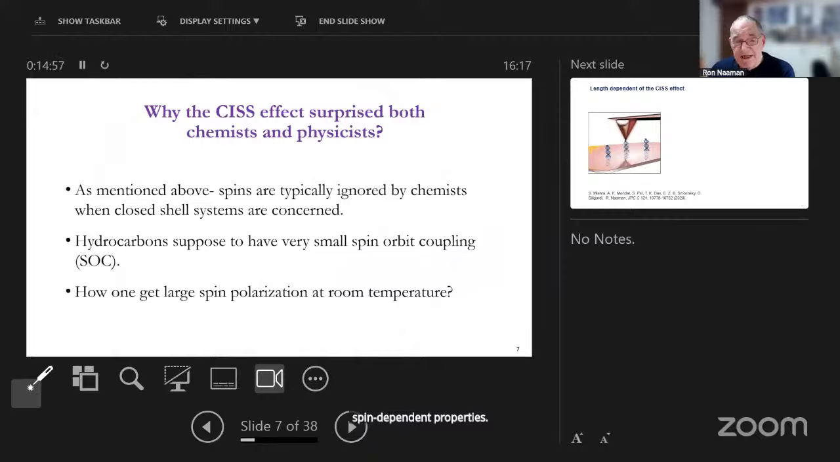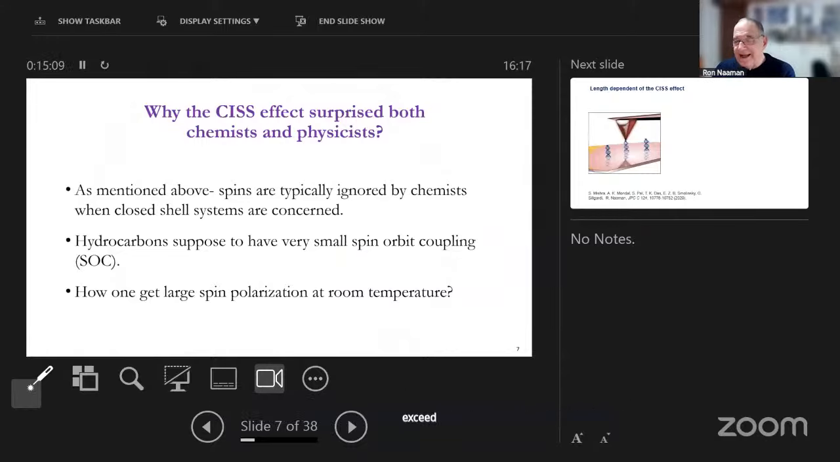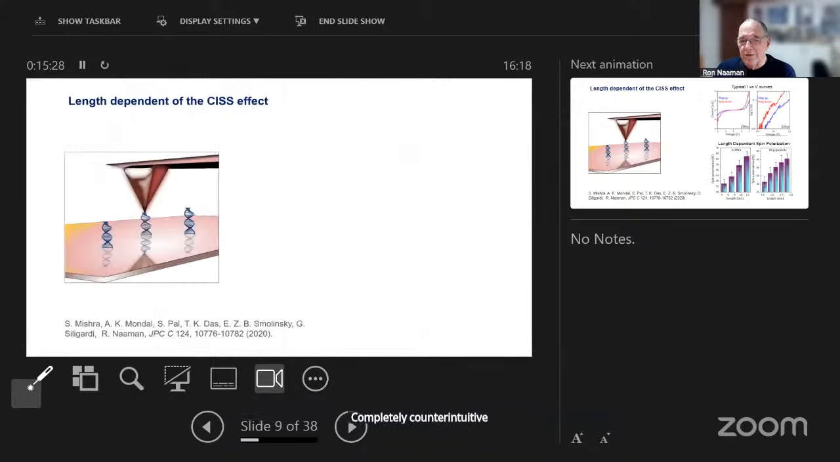And especially what was amazing is how one gets such a large spin polarization at room temperature. And sometimes the spin polarization exceeds the spin polarization of the ferromagnet from which electrons were ejected. So as you will see, we have very high spin polarization here at room temperature, something which is completely counterintuitive for people working on spins.